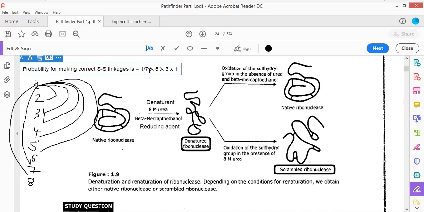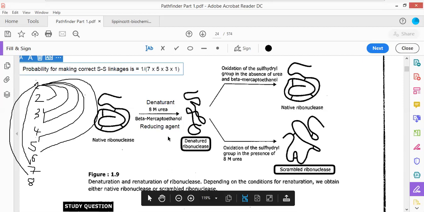Now, why I'm writing it such, you might have several different questions. Dear students, probability is always calculated out of 1. So the probability of formation of correct disulfide linkages cannot be greater than 1. Okay, when the reducing agent has been removed and only urea is present.